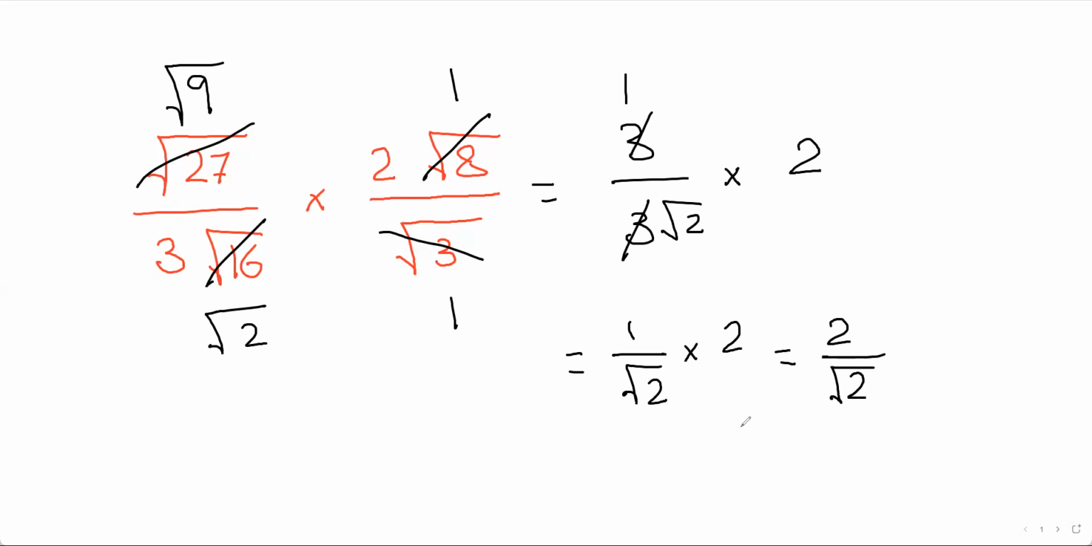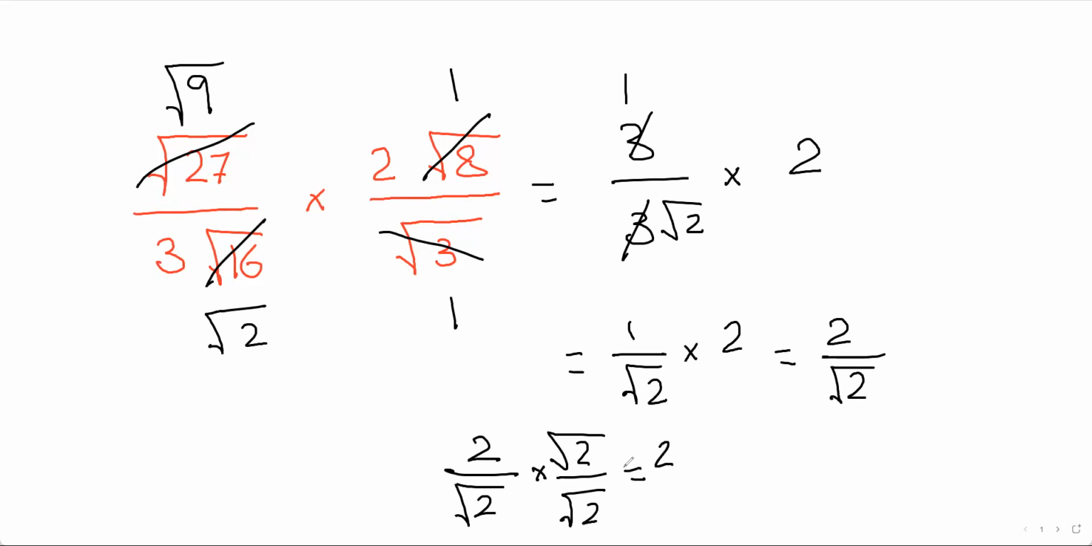When you have radicals in fraction form, we don't like having radicals on the bottom of the fraction. So we're going to take the 2 over root 2 and rationalize the denominator. How do we rationalize the denominator? We multiply the top and the bottom by root 2. Whatever you do to the top, you do to the bottom.